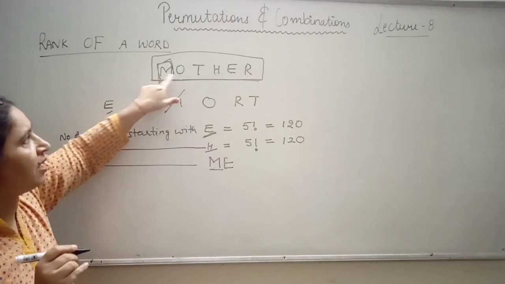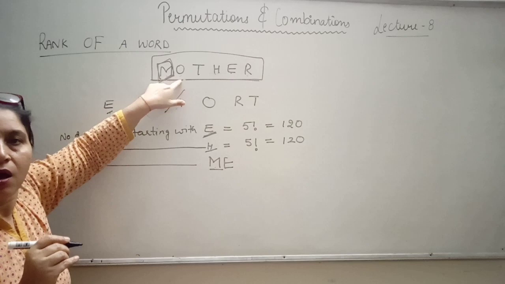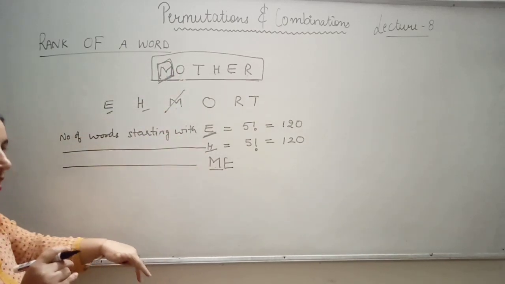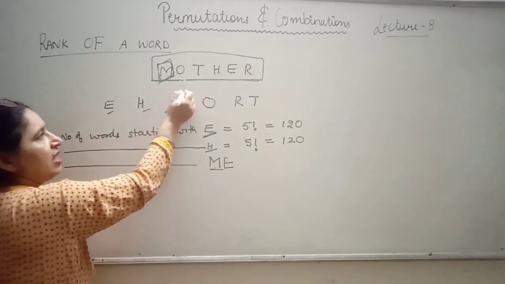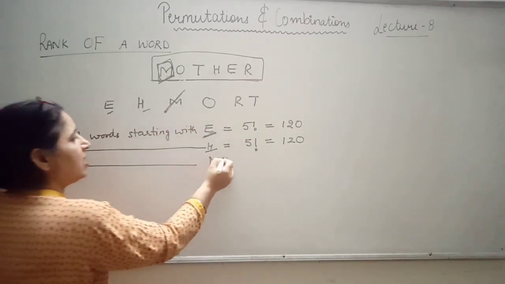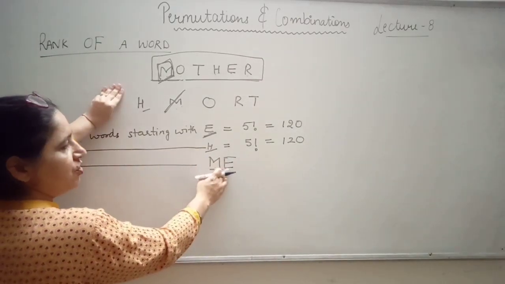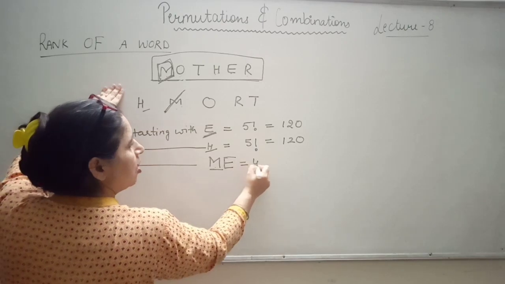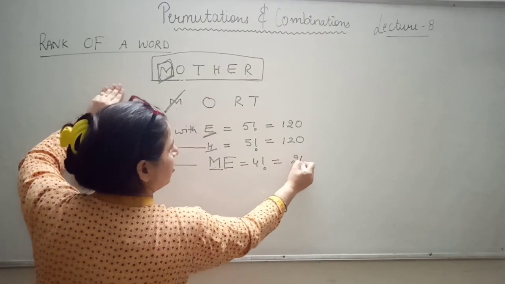M E is not there, it is M O. Until M O comes, we'll keep on doing it. Okay, again in the same manner. So M is now cut. We are not going to count it now. Now M E. Hide E because I have used it here. How many letters are here now? 4 factorial. 4 factorial means 24.